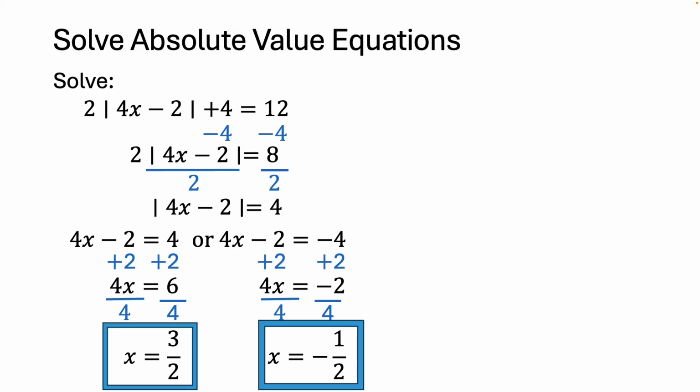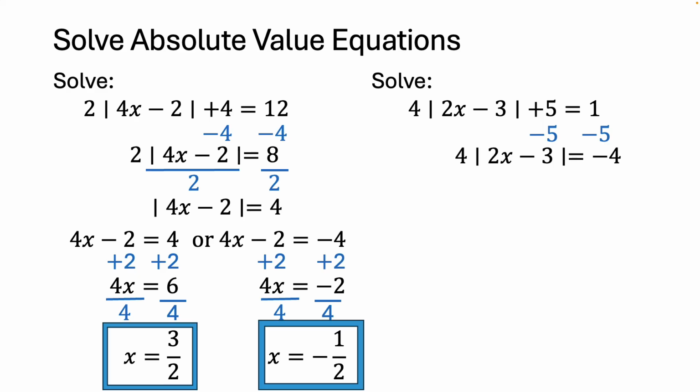Now let's solve the equation 4 times the absolute value of the quantity 2x minus 3, plus 5 is equal to 1. The first thing we need to do is to get the absolute value by itself. So let's go ahead and subtract 5 from both sides. This would leave us with 4 times the absolute value of the quantity 2x minus 3 is equal to -4. Dividing both sides by 4, we get the absolute value of the quantity 2x minus 3 is equal to -1.